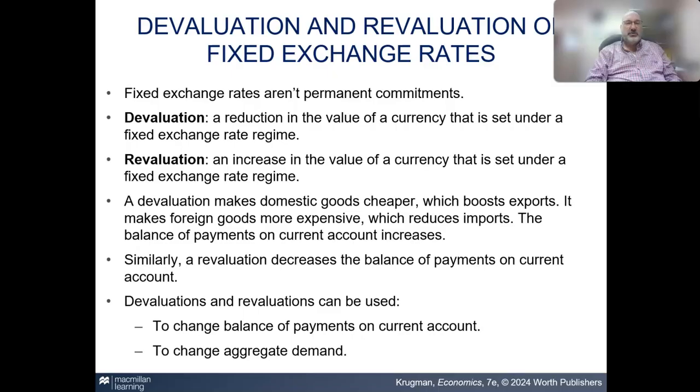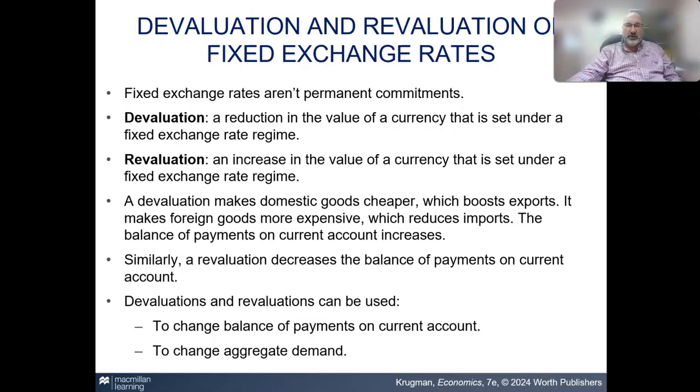So devaluation and revaluation of fixed exchange rates. Fixed exchange rates really aren't permanent commitments. Devaluation is just a reduction in the value of a currency set under a fixed exchange rate regime. Revaluation is an increase in the value of a currency set under a fixed exchange rate regime. You can't just fix it and leave it.